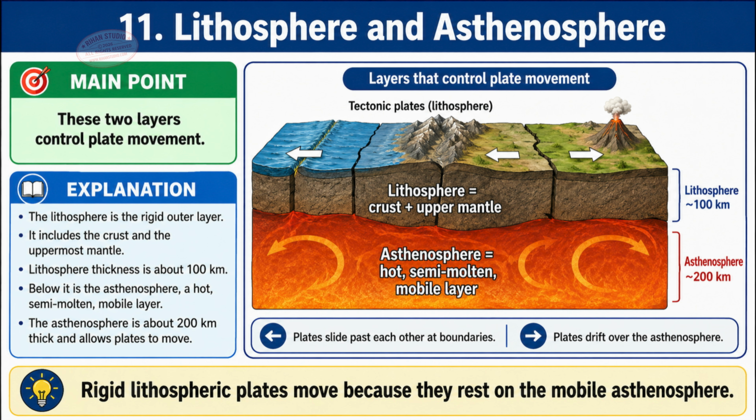The lithosphere is the rigid outer part. Crust plus uppermost mantle, about 100 kilometers thick, and it is what cracks into plates. Just below it lies the asthenosphere, about 200 kilometers thick, a hot, partly molten, mobile layer. Because the asthenosphere can flow slowly, the rigid plates resting on it are able to slide and drift.